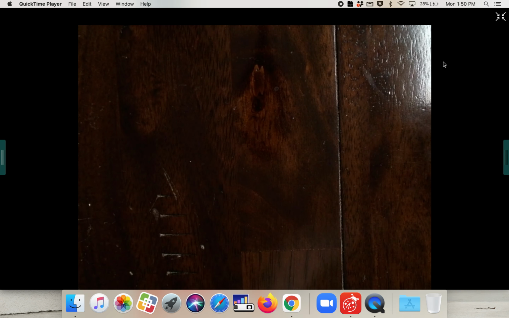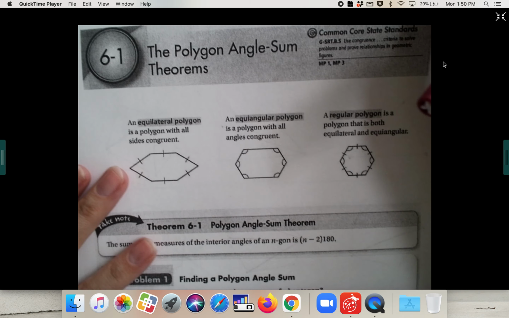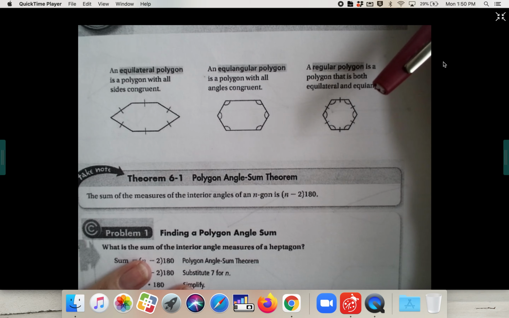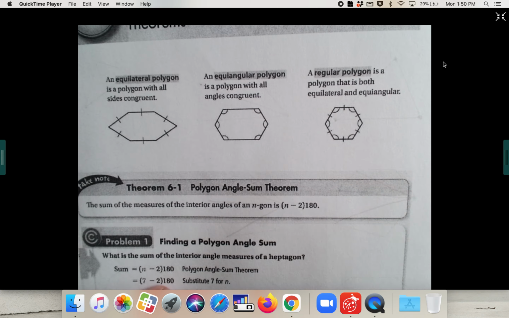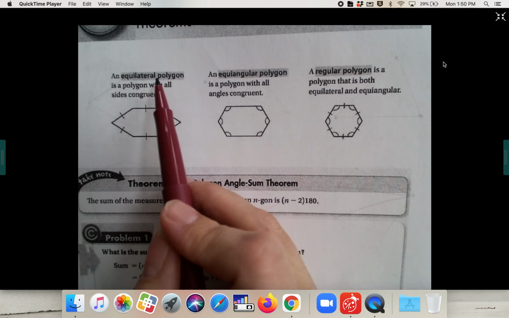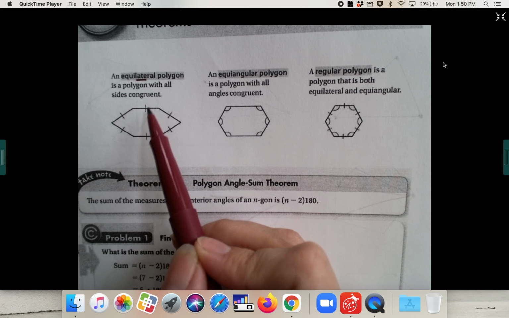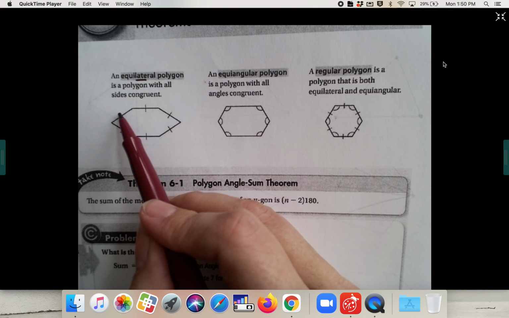So let's turn the page and look at the next part. This is where it actually talks about the polygon angle sum theorem. I want you to know 3 different types of polygons for today. One is an equilateral polygon. Equilateral, when you see the lat, that actually refers to the sides. Those would be things you could put little hash marks on.